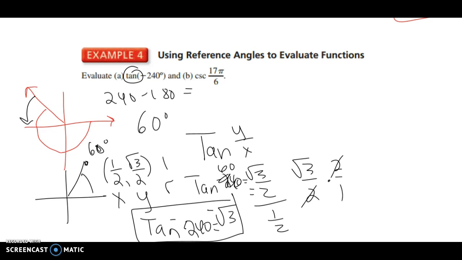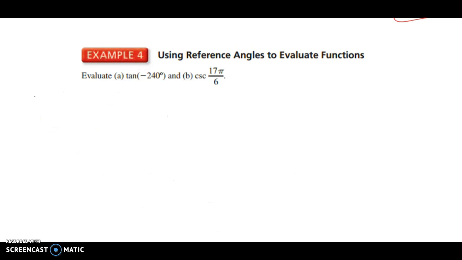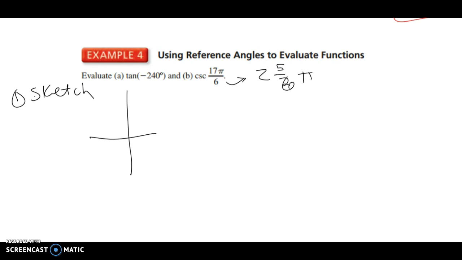Let's try the B. So part B. First thing you want to do is go ahead and sketch your angle. So sketching the angle, I like to make it an improper fraction. 6 goes into 17 2 times with 5 left over. So it's 2 and 5/6 pi. So I'm going to start, 2 is a full circle and 5/6 more. So it's not a complete another whole pi. So we're going to land here in quadrant 2.